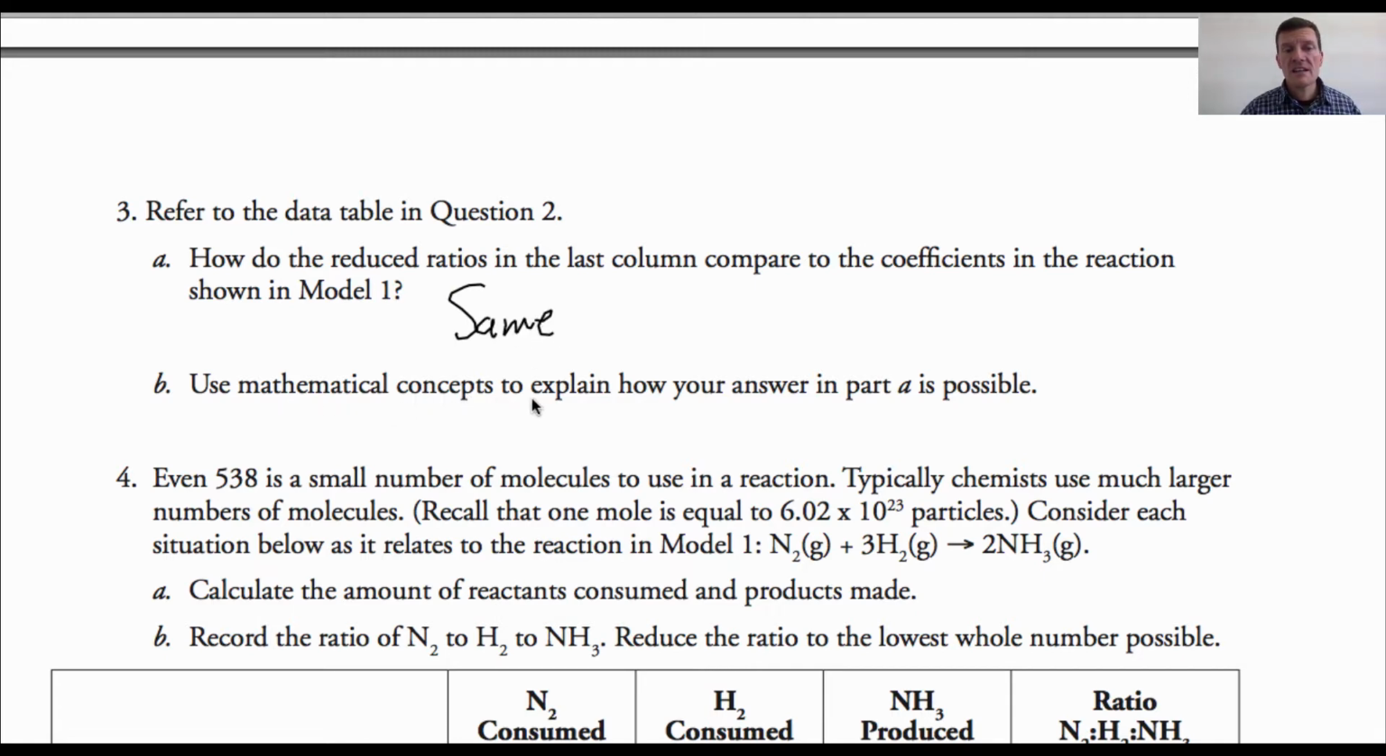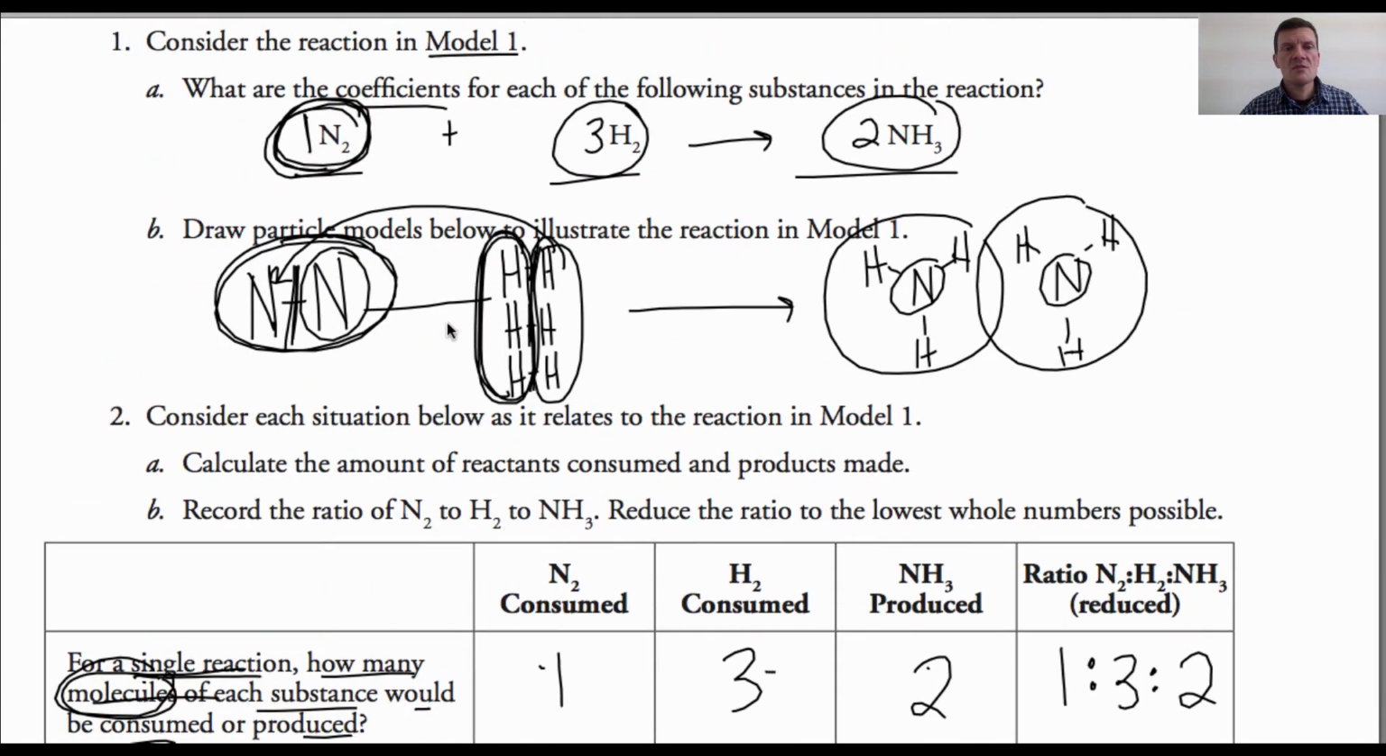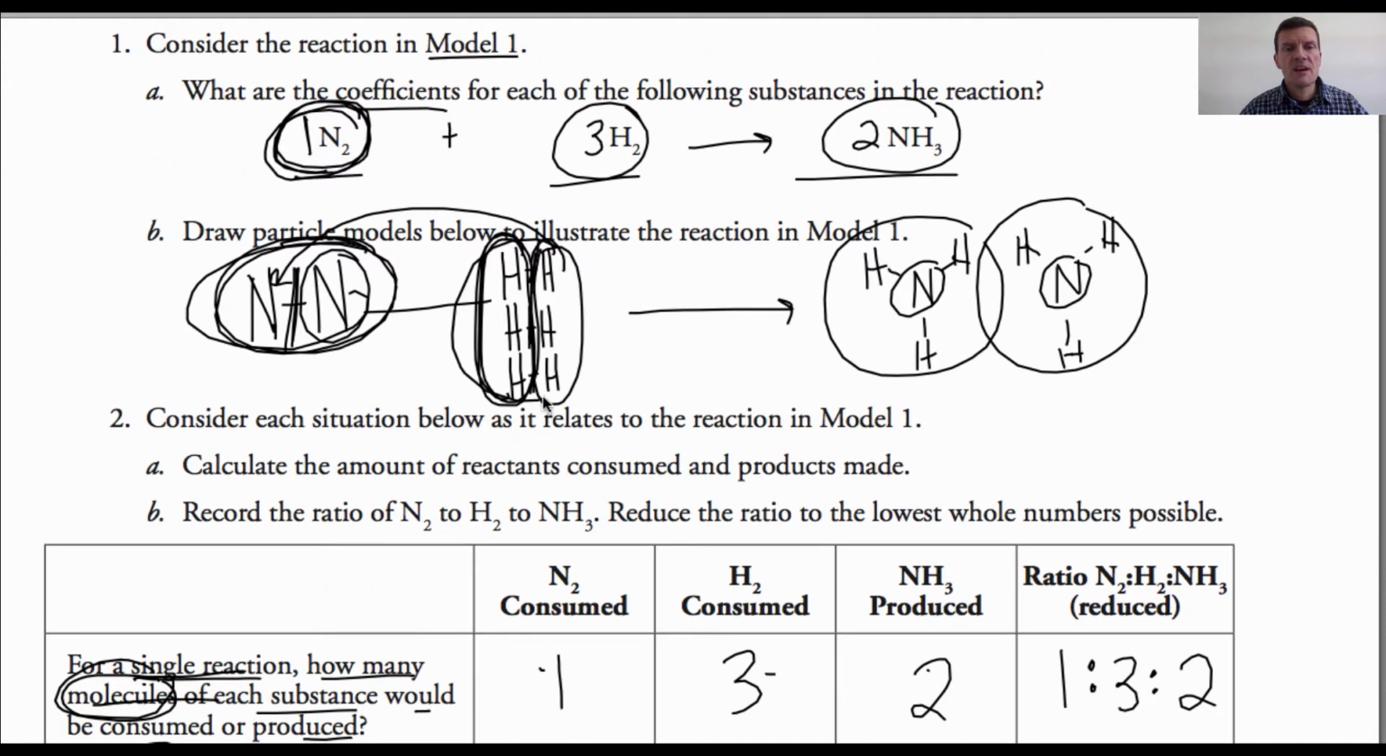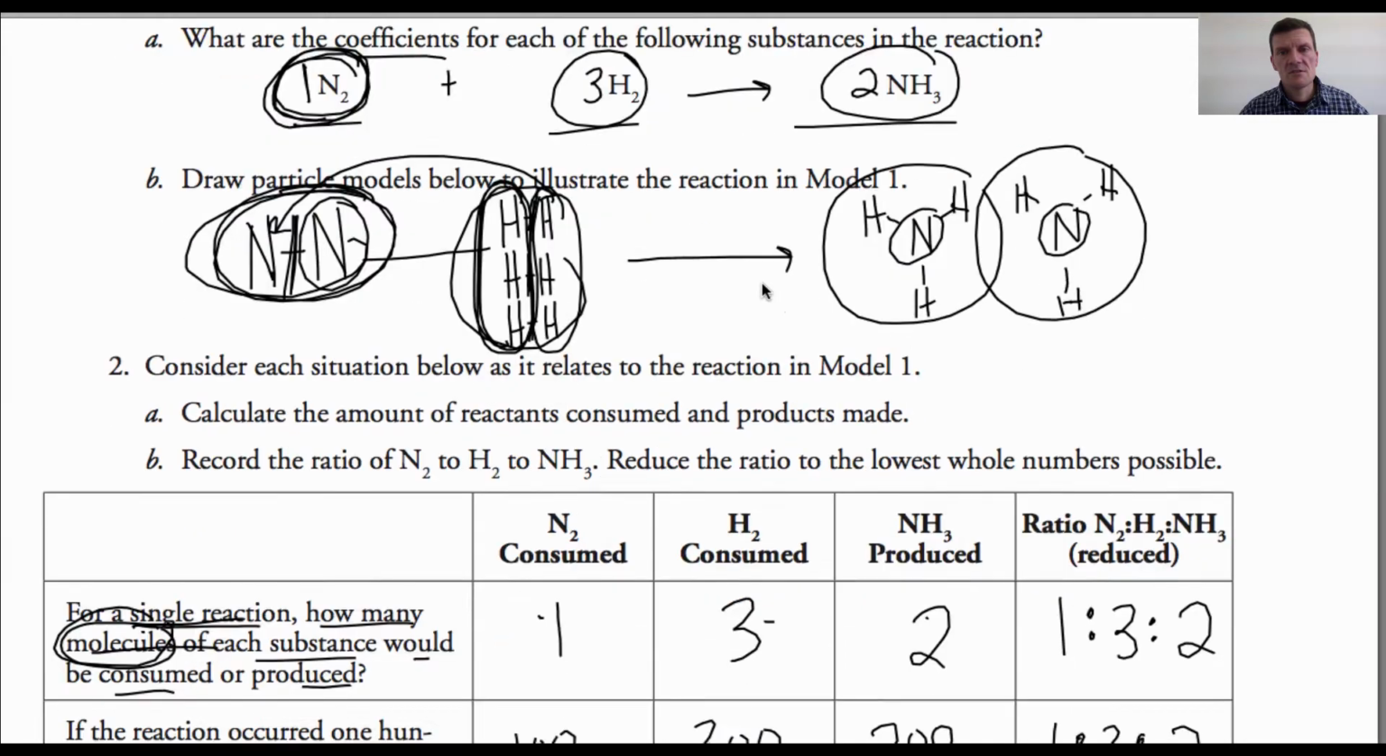Use mathematical concepts to explain how your answer in part A is possible. Well, the particles always react in the same ratio, because you have to create the same ratio in order to have this particular reaction always occur. Otherwise, you're going to have a different reaction, different ratio, different coefficients.